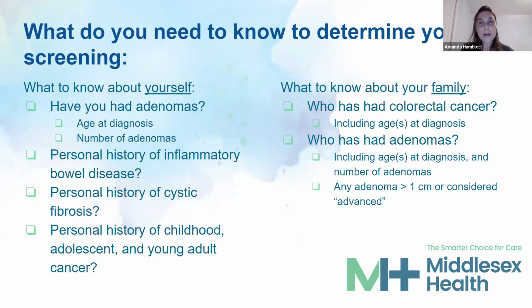What do you need to know about your family? You need to know, has anyone in your family had colorectal cancer? And if so, who and at what age? You also need to know who in your family, particularly first-degree relatives like parents and siblings, has had adenomas. How old were they when they had adenomas? How many total adenomas have they had? And have they had any advanced or large adenomas?